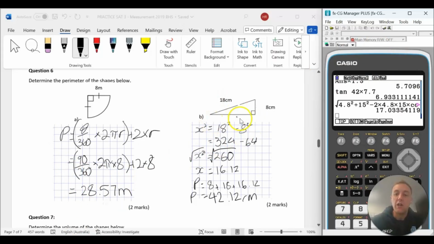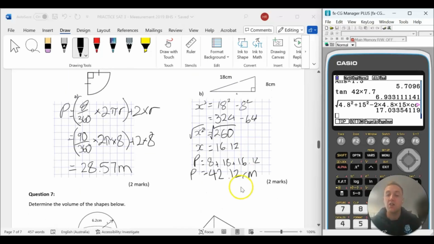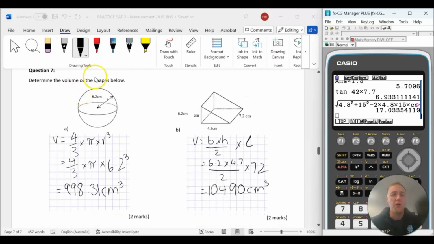Next one. We are trying to determine the perimeter again, but we have this unknown value here. How are we going to work that out? Pythagoras' theorem, all right? X squared equals 18 squared minus 8 squared. 324 minus 64. We find out the square root of that. It gives us 16.12. We add all those sides up. It gives us 42.12 meters, all right? And that is how we work that out. Centimeters, sorry, not meters. Next question, determine the volume of the shapes below.